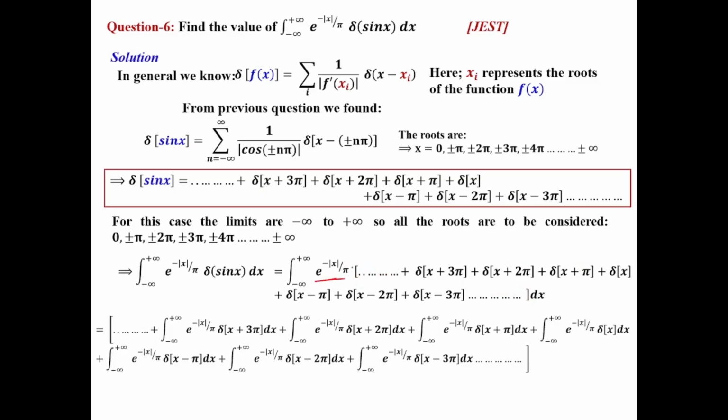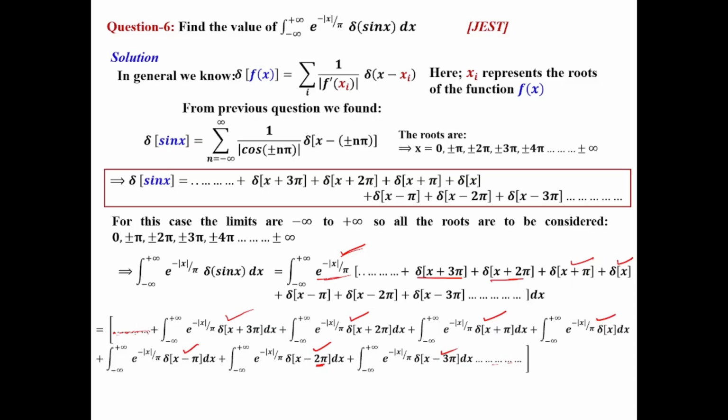That means this will be multiplied with this term, one integral, this will be multiplied with this one, another integral, like that. So the integrals are dot dot dot, means these integrals we have not written, these integrals are there, we are writing a few integrals only here, minus infinity to plus infinity e to the minus mod x by pi into this value. Okay, then this term multiplied with this one and written over here, then this term multiplied with delta x plus a, then multiplied with delta x, delta x minus pi, x minus 2 pi, x minus 3 pi, and so on.